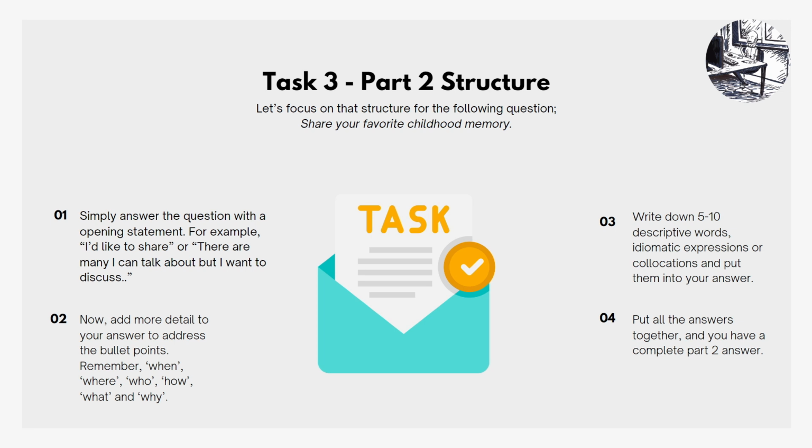Some expressions you saw in the example answer. Also, write down 5 to 10 descriptive words or idiomatic expressions or collocations and try to put them in your answer. Once you've done 1, 2, and 3, I would like you then to put all your answers together and you have a complete part 2 answer.